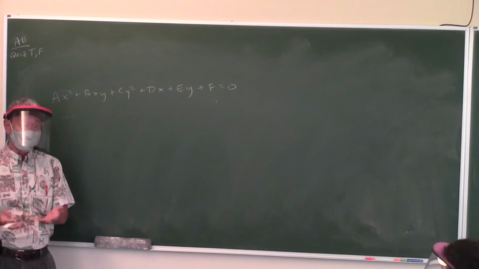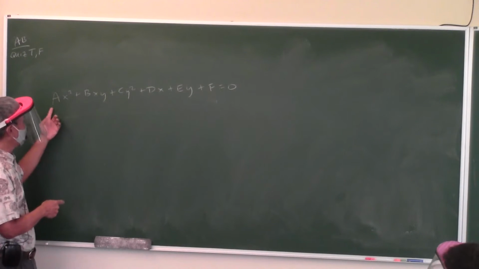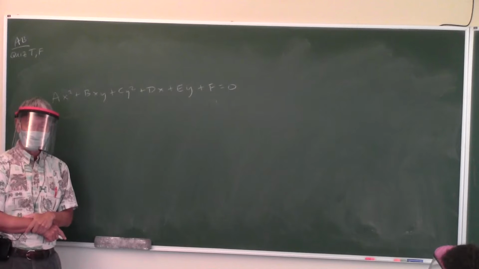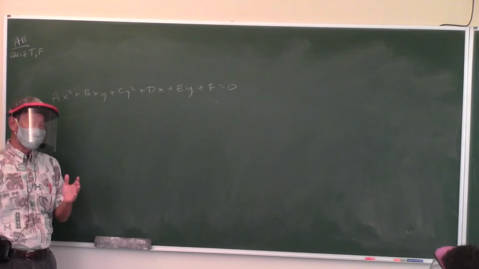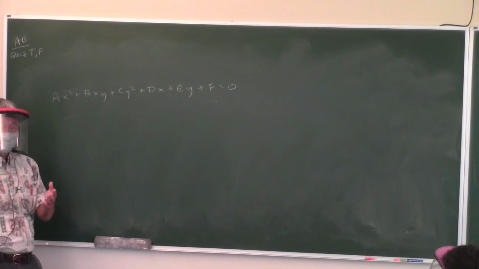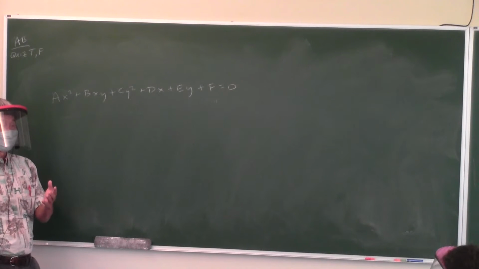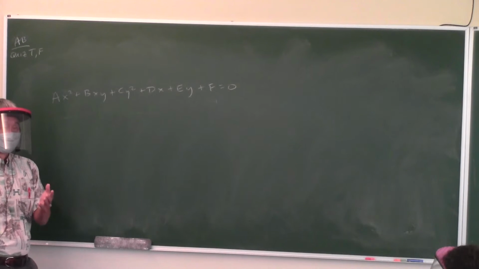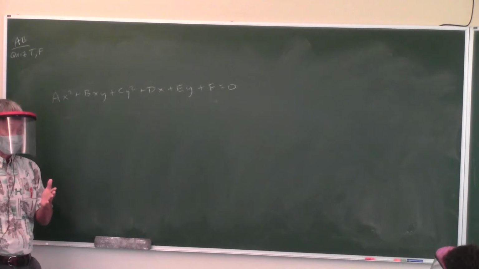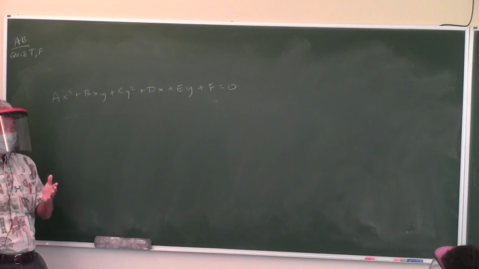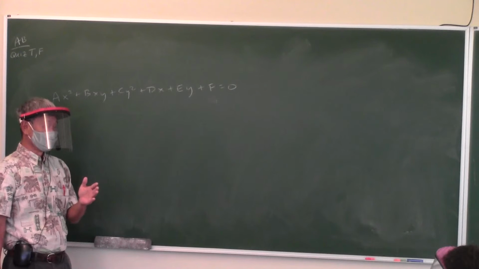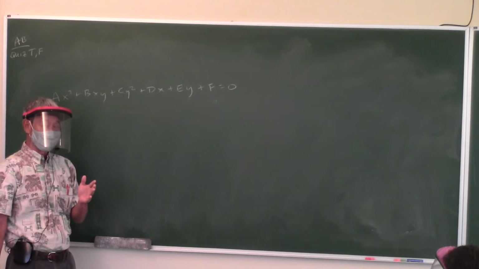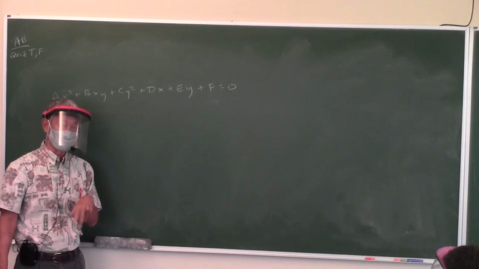And remember in PCH, didn't we learn that b squared minus 4ac tells you what it is? If b squared minus 4ac is positive, it's a hyperbola. Okay, good. If b squared minus 4ac is negative, it's an ellipse. And if b squared minus 4ac is equal to 0, then it's a parabola.